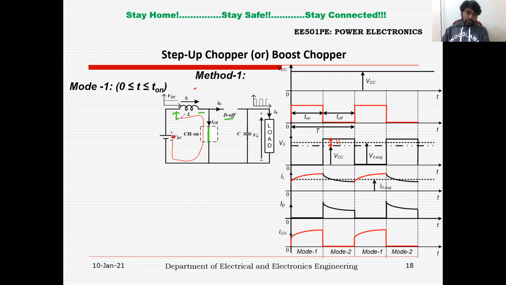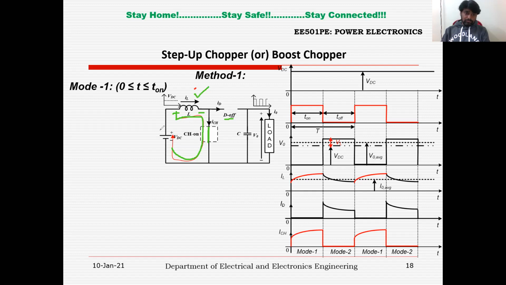And there is a closed path for the current to flow from the source to the inductor through the chopper and back to the VDC negative, which means this is the current which is charging this inductor. So the inductor is charging during this interval.